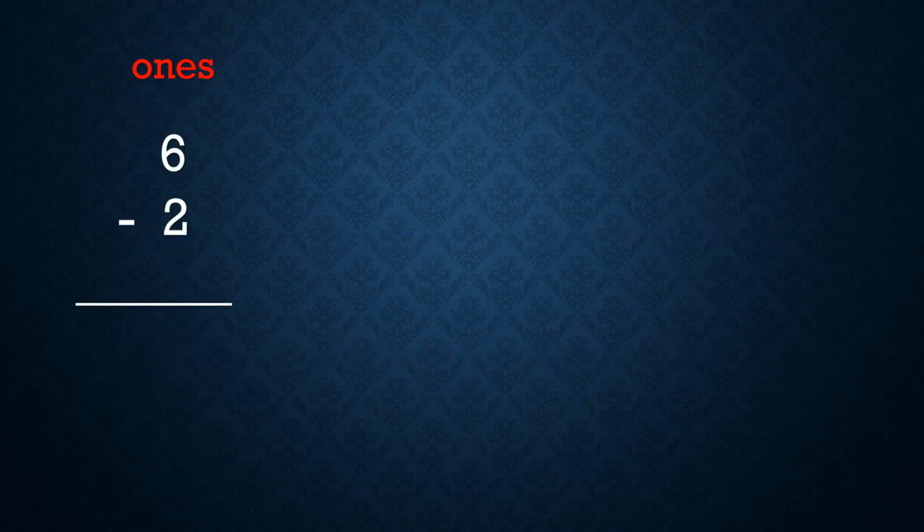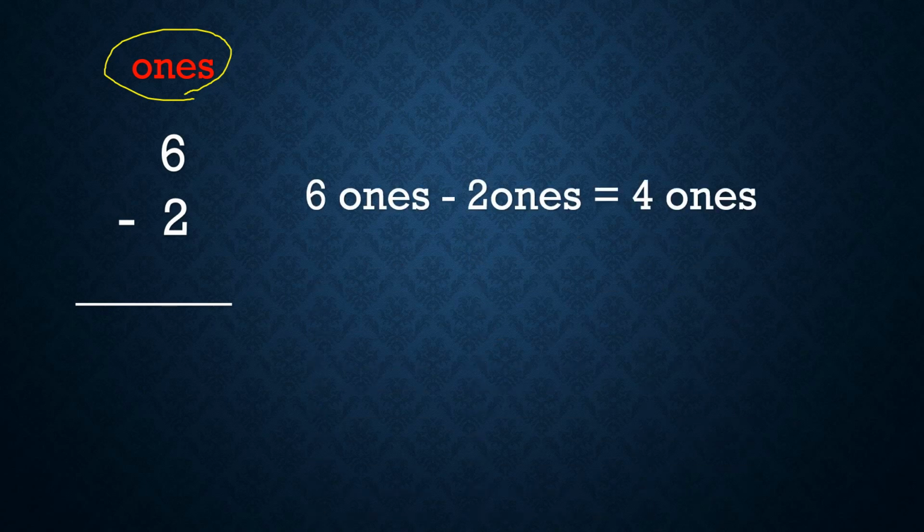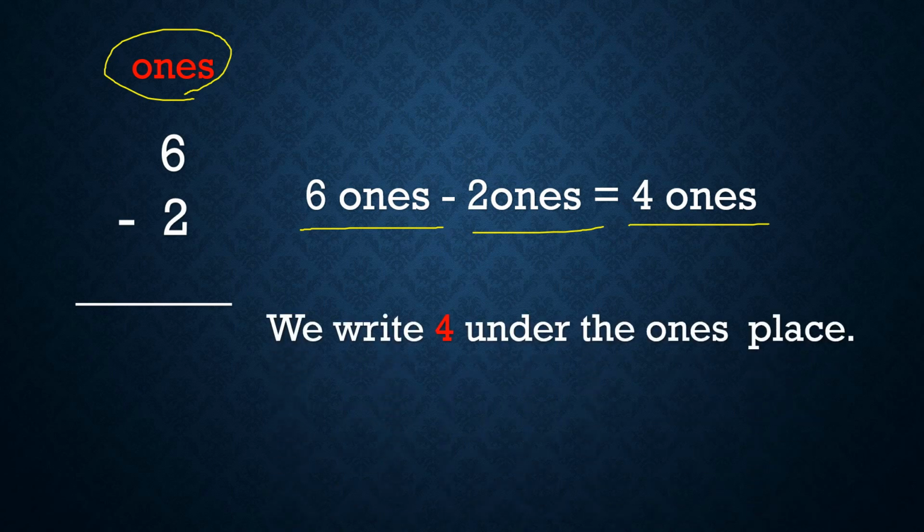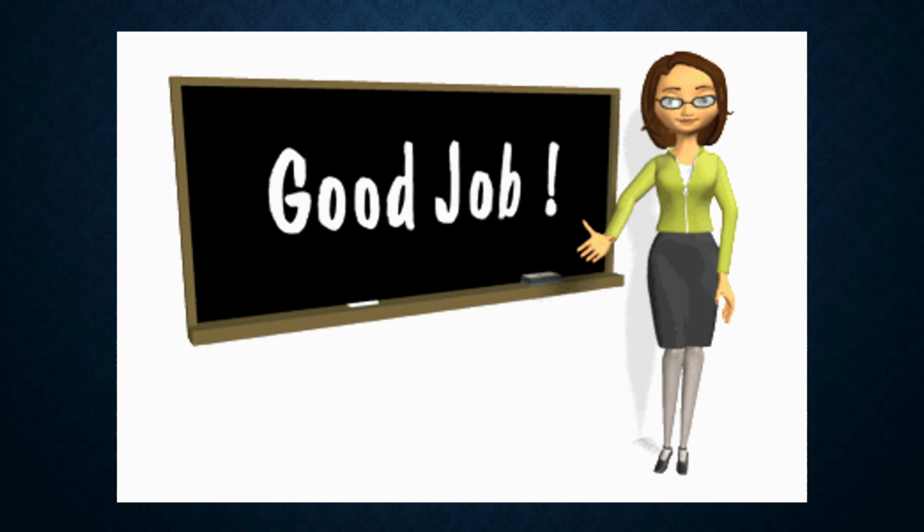So here 6 minus 2. 6 and 2 are in which place? Ones place. Yes, very good. So we subtract 6 ones minus 2 ones. It means 4 ones. So how can we write? We write 4 under the ones place. So 6 minus 2 is equal to 4. Well done. Good job, students. All of you understood these concepts very well.